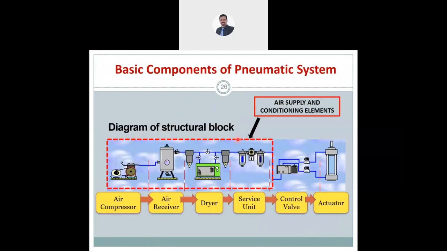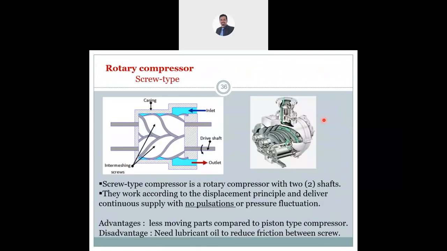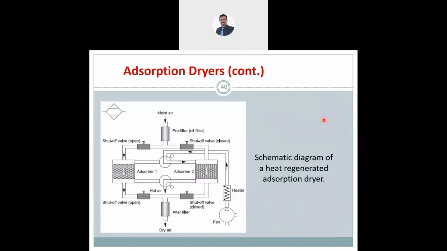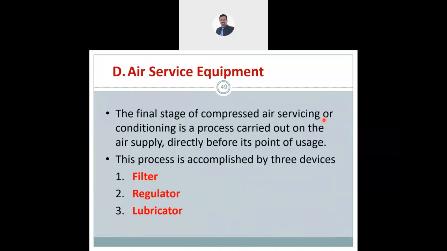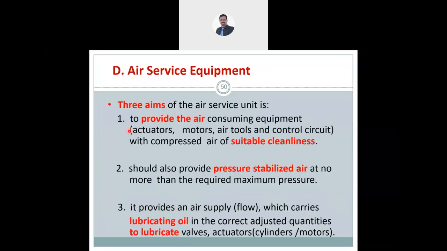So, this is what we call the air supply and conditioning element. Okay, so we already see three: we enter the filter, regulator, and lubricator. So there are three aims of the air service unit. To provide air-consuming equipment with compressed air of suitable cleanliness. So the air service equipment, or FRL, has the function here of creating suitable cleanliness in your compressed air.